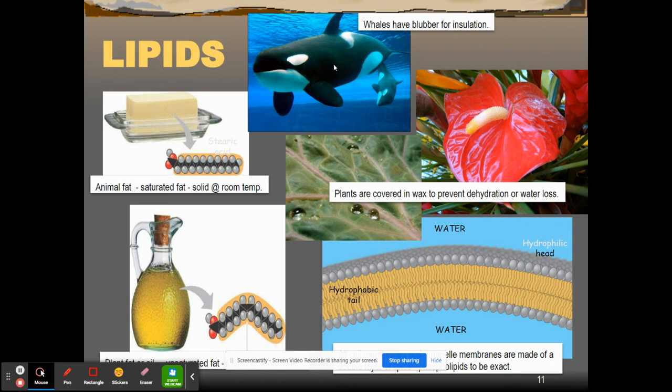If you think of a camel, the camel's doing the opposite. Camel's got those big giant lumps or humps made out of fat, and that's to protect it from the sun that's beating down on its backside. Plants are covered in wax also to keep them from dehydrating. Look at how beautiful and shiny that plant is.